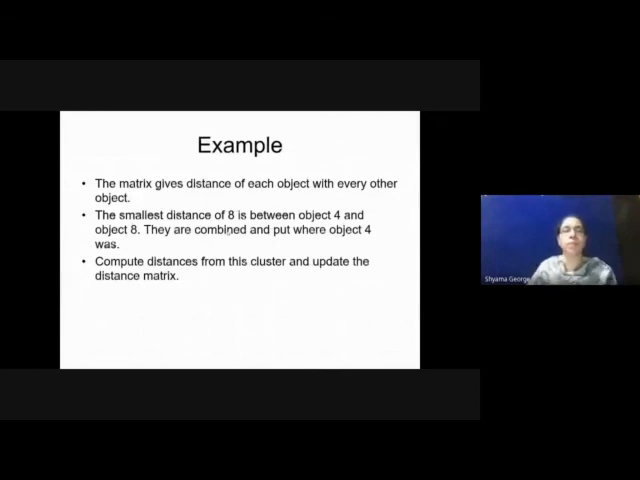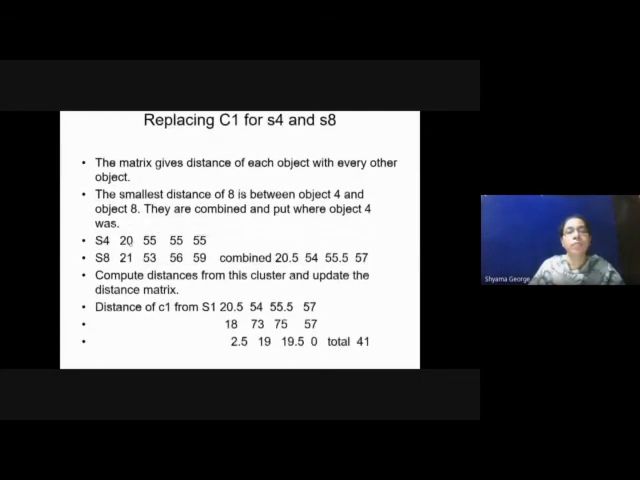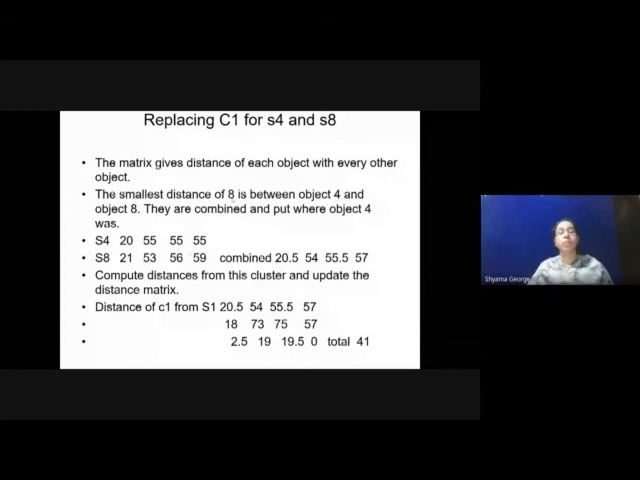Now we can combine two clusters. The smallest distance is 8, between object 4 and object 8. They are combined, and when we combine the objects, we will get a new distance matrix. We have to compute the distance matrix based on the new cluster formed. So how is the new cluster formed? We are combining S4 and S8 because the smallest distance is 8 between S4 and S8.